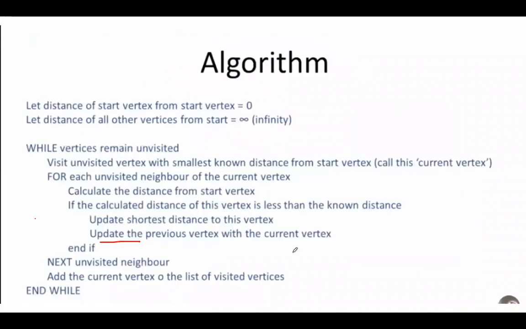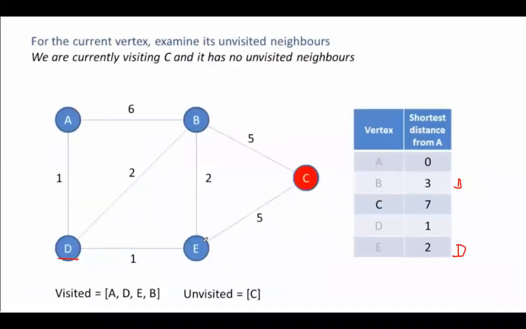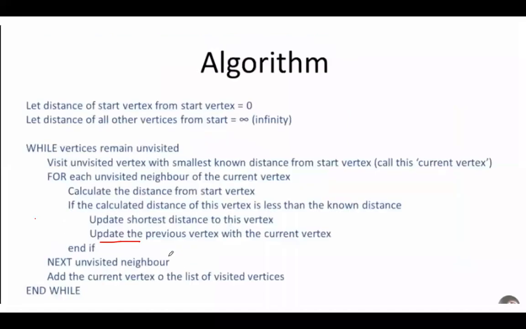Okay, that information also you can store. Update the previous vertex with the current vertex. Okay, this is that information. So you'll be doing that. Visit the next unvisited neighbor. Okay, next we are going to go for E with the minimum distance.